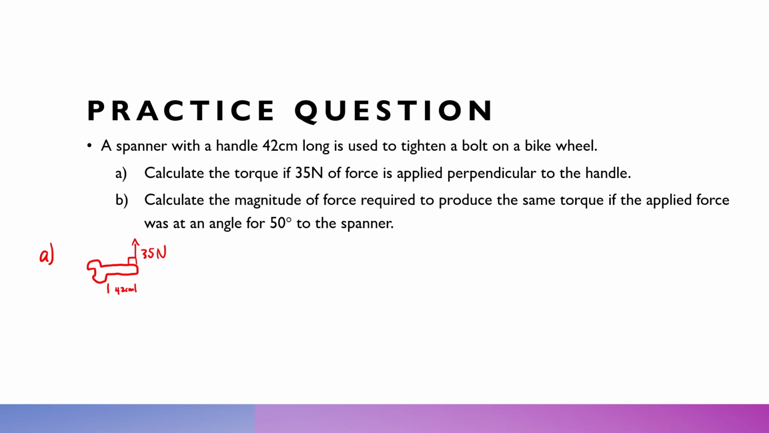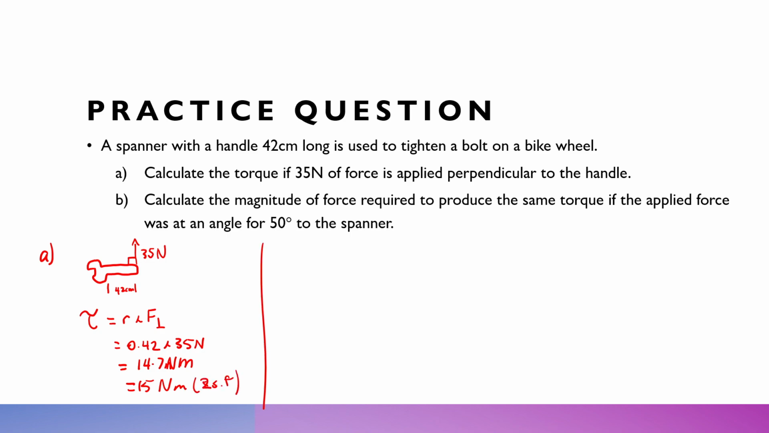Now, because this force is perpendicular, we can sub straight into our torque equation. So torque, which is the Greek letter tau, T-A-U, is equal to radius times perpendicular force, which is equal to 0.42 meters times 35 newtons. This gives us 14.7 newton meters, which is 15 newton meters to two significant figures.